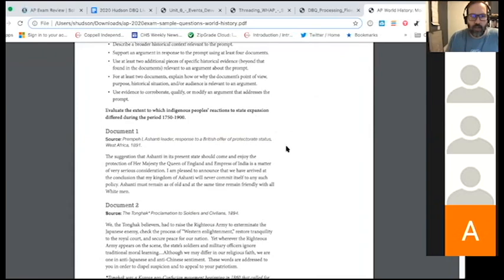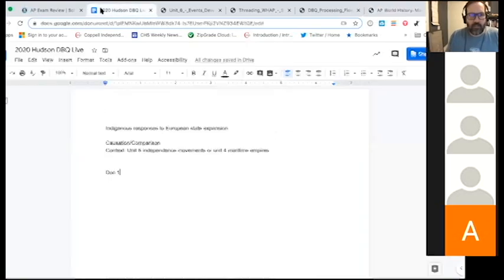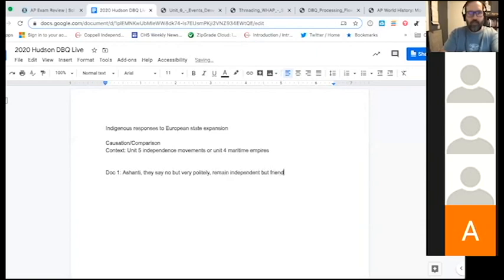So, okay, what evidence? In this case, for document 1, it's the Ashanti. They say no, but very politely. Remain independent, but friendly. Okay, and then maybe source.